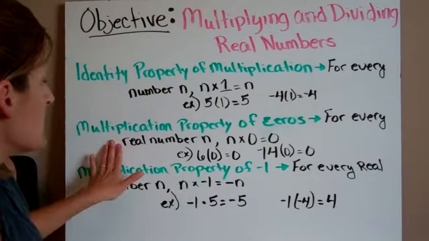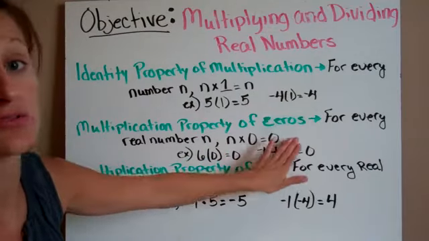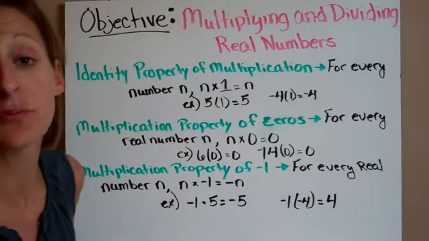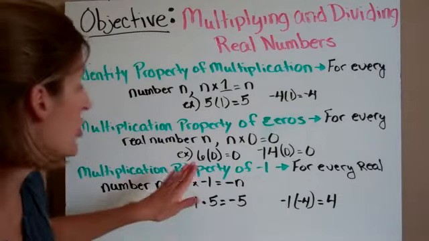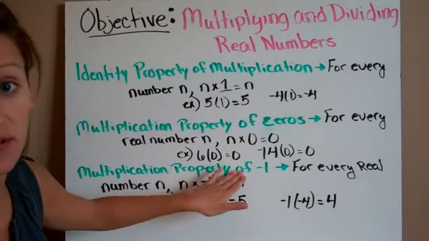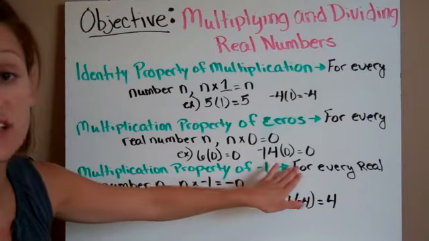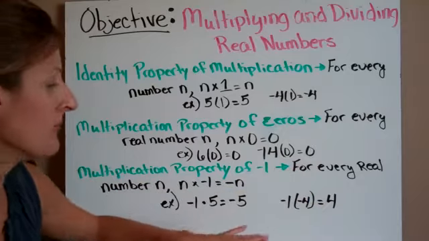Now the second one is the multiplication property of zeros. This is just saying if you multiply a number by 0, the answer is 0. So if I do 6 times 0, that's going to be 0. Or -14 times 0, that's going to be 0.